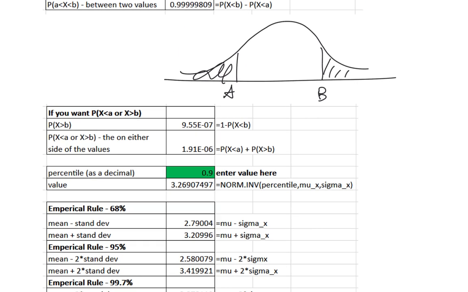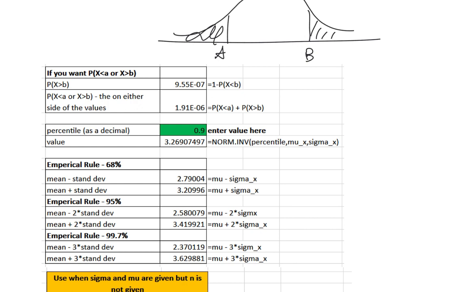Now, suppose that I have a percentile or a probability, and I'm chasing a particular value, a particular mean value. Then I'm going to use the norm.inv. I will enter my percentile, my mu sub x, my sigma sub x from up above. If I had found the z-score, then I would just need to know this probability here, and I would do the norm.s.inv, and then I would have just my percentile. Now, this is going to give me the z-score.